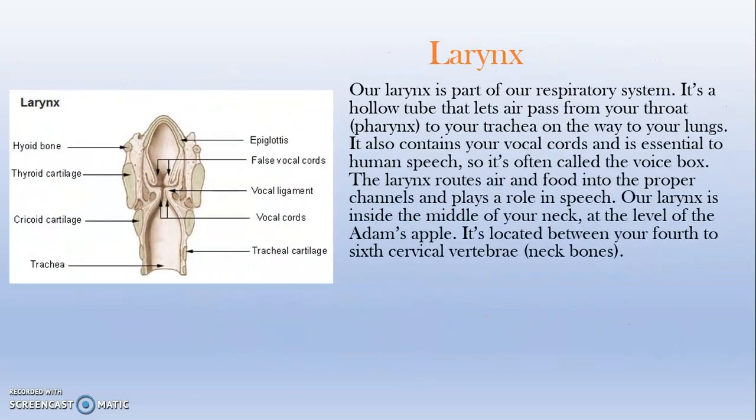The next organ is the larynx. Our larynx, part of our respiratory system, is a hollow tube that lets air pass from the throat to your trachea on the way to your lungs. It also contains your vocal cords and is essential to human speech, so it's often called the voice box. The larynx routes air and food into the proper channel and plays a role in speech. It is in the middle of your neck at the level of the Adam's apple, located between your fourth to sixth cervical vertebrae or neck bones.